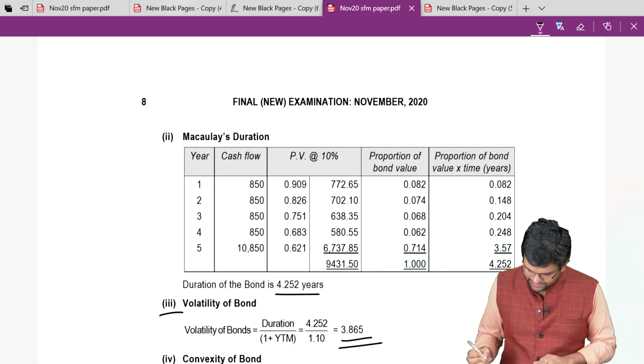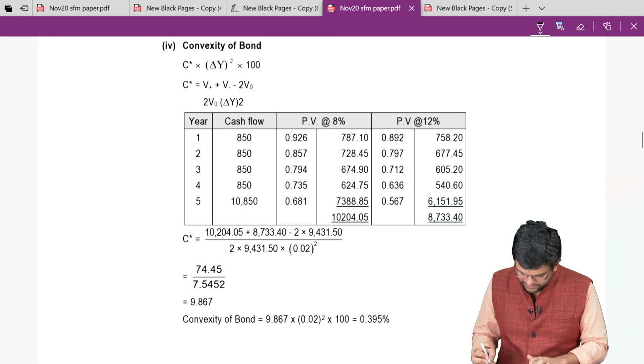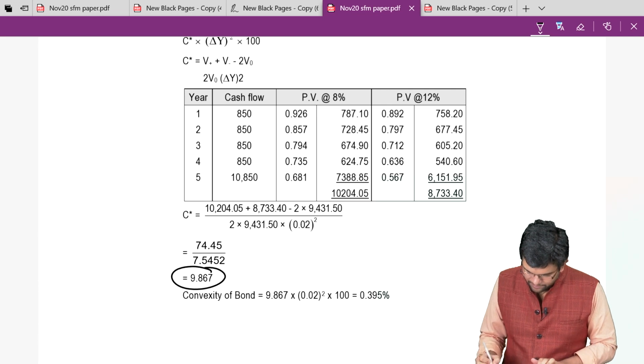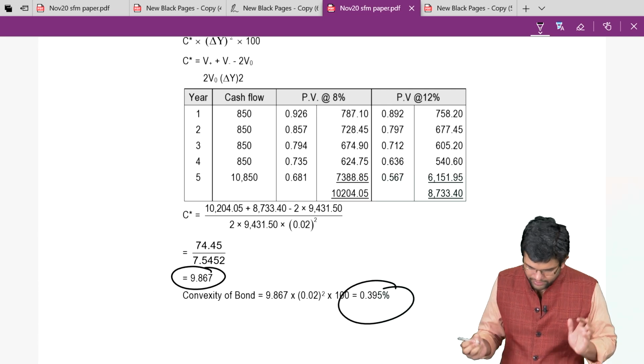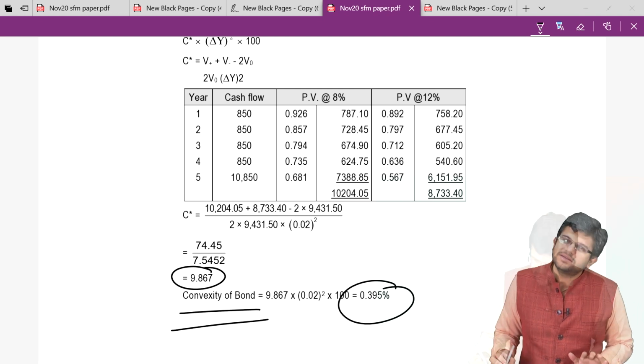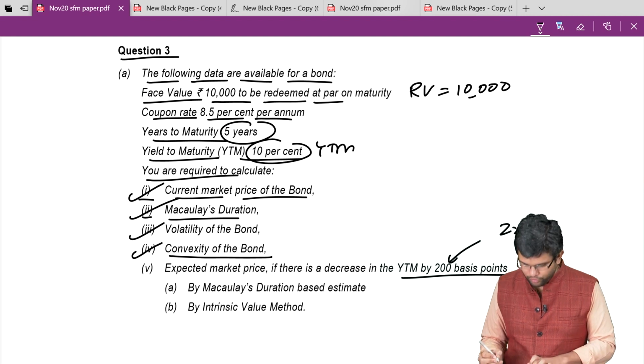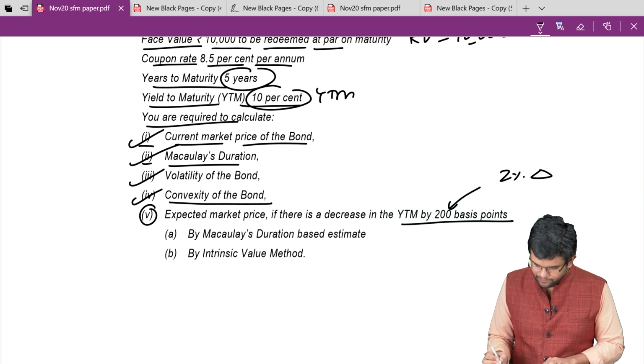Let's see what ICAI has got, children. ICAI has also done calculations of convexity. Yes, they also got 9.867, and 0.395% as the convexity impact. Everyone clear with this? So with that, children, we complete this question number 3, point number 4, and now the last point is left, children, point number 5.